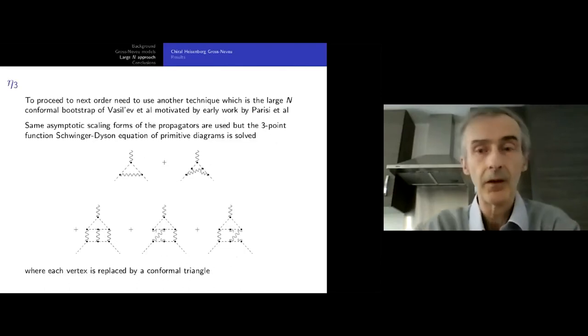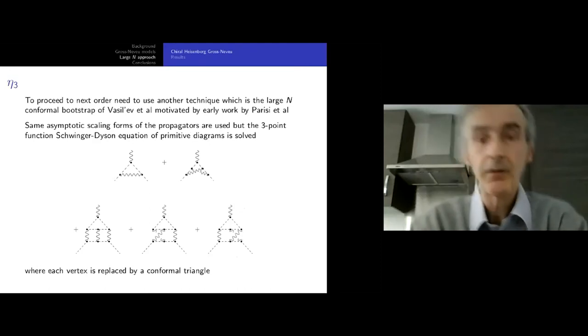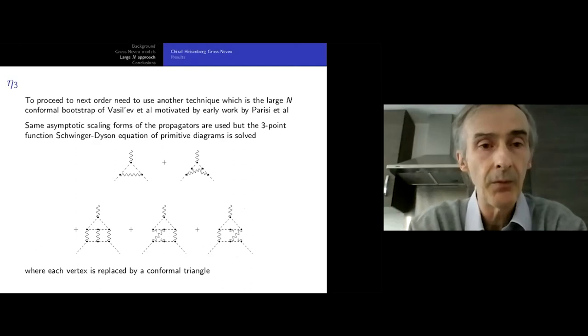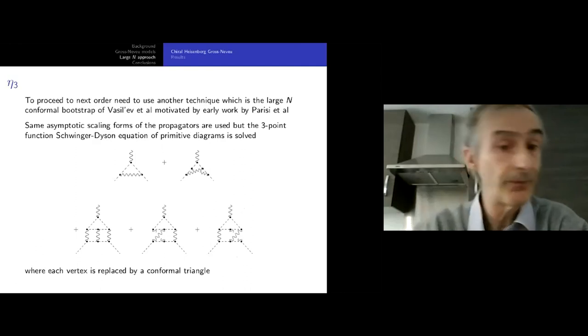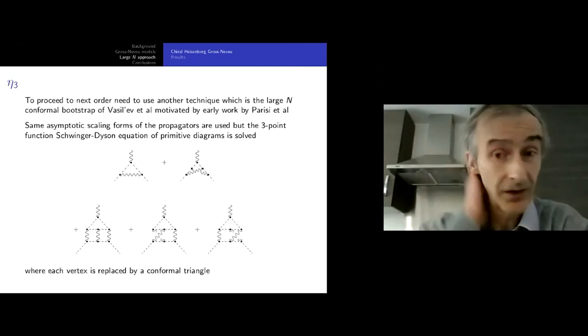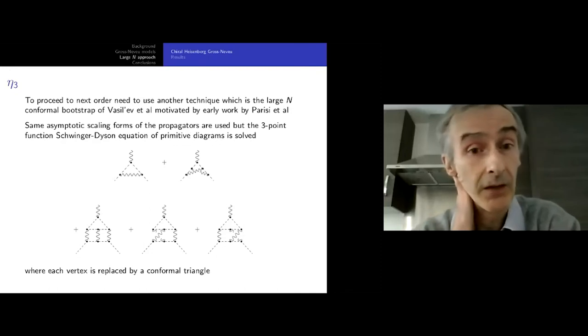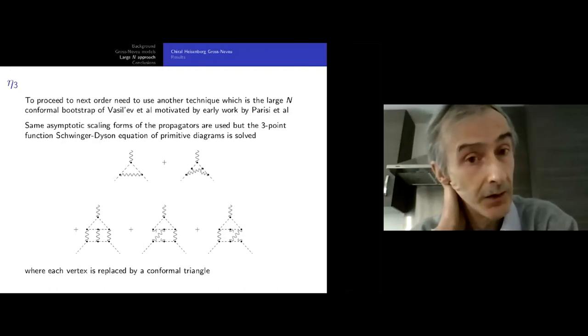Now, the other aspect of the Vasiliev work from his group, Honkonen and Pismak as well, was that he pushed the calculations to 1 over n cubed, which I can't stress how much this is well ahead of its time. This was in the early 80s.